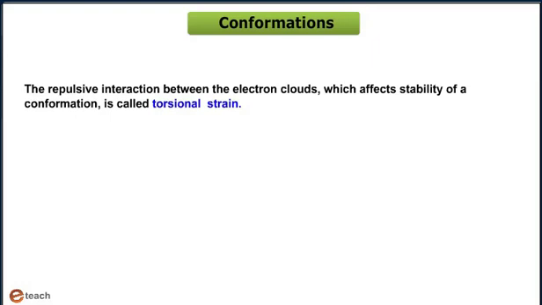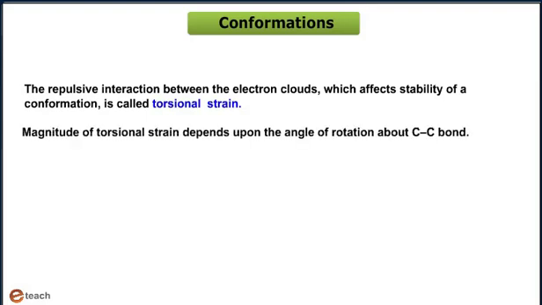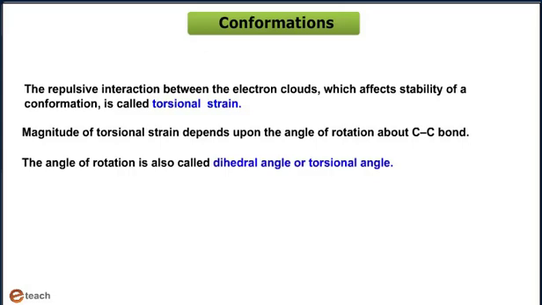The repulsive interaction between the electron clouds, which affects stability of a conformation, is called torsional strain. Magnitude of torsional strain depends upon the angle of rotation about the C-C bond. The angle of rotation is also called dihedral angle or torsional angle.